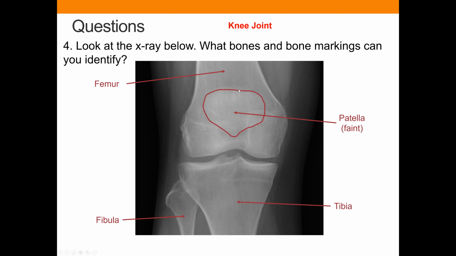It has a base, its widest part at the top, and an apex, which is the pointier part at the bottom. Behind the patella on the femur is where you have your patellar surface. And so that is the smooth surface on the femur where the patella will articulate by moving slightly superiorly and inferiorly. You can also see the head of the fibula down here.